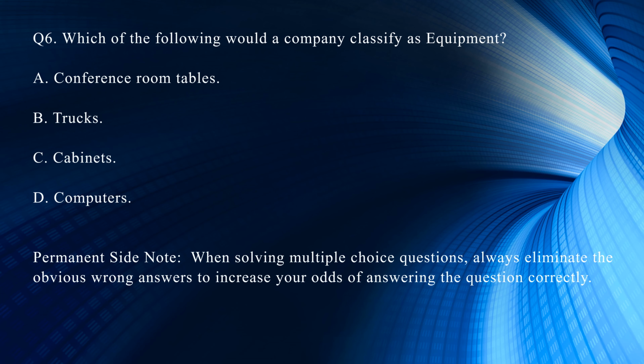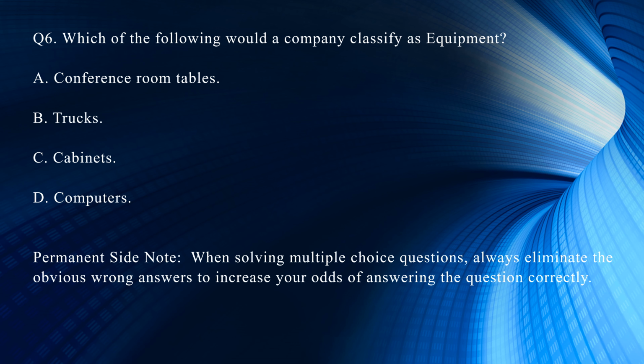Question 6. Which of the following would classify as equipment? Which of the following would a company classify as equipment? A, conference room tables, B, trucks, C, cabinets, or D, computers. Always remember the side note. When solving multiple choice questions, always eliminate the obvious wrong answers to increase your odds of answering the question correctly.